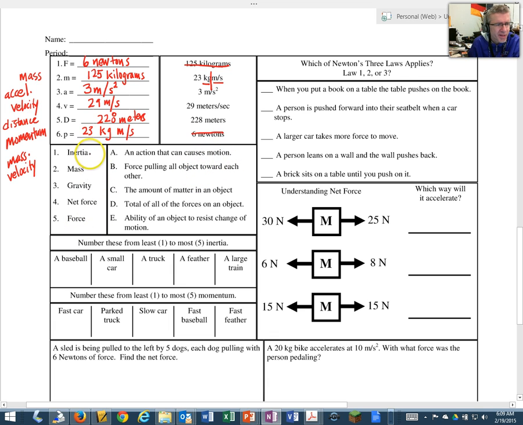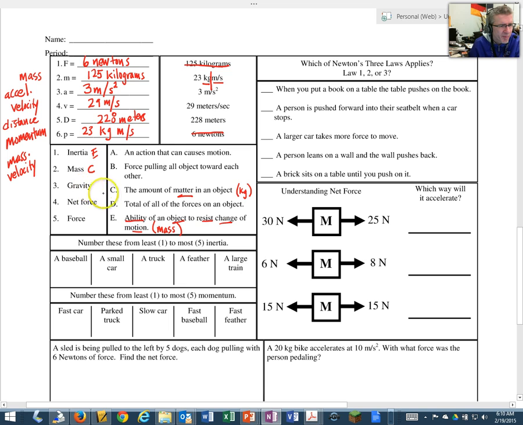Inertia, matching, is the ability of an object to resist a change in motion. It's also known as mass. If I have a big tanker or semi-truck on the road, it's going to take a lot of force to slow it down or speed it up. That is what we call inertia. Mass is the total amount of matter in an object, so like kilograms. So mass is the amount of matter in an object.